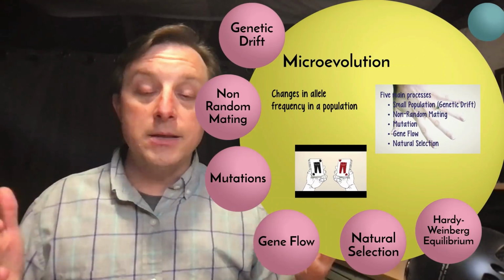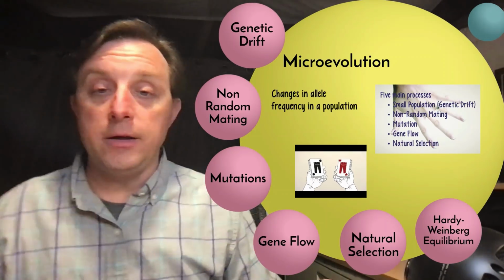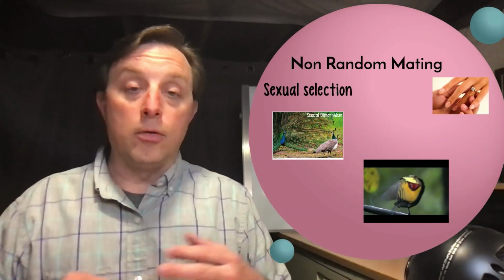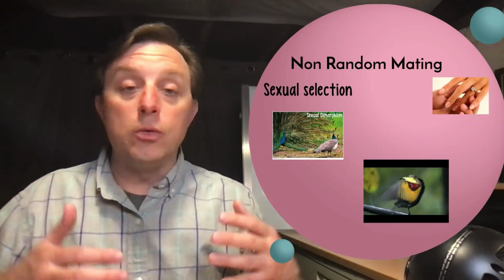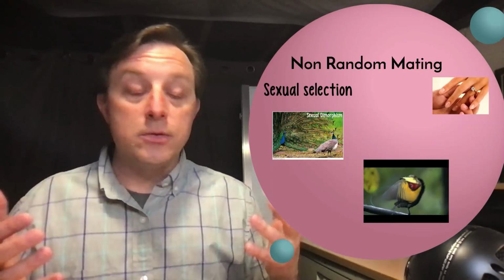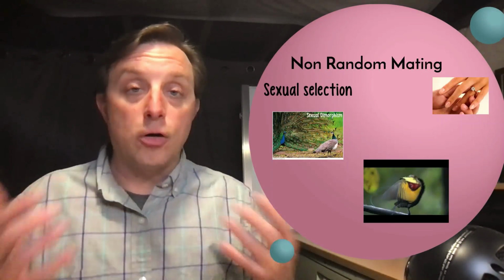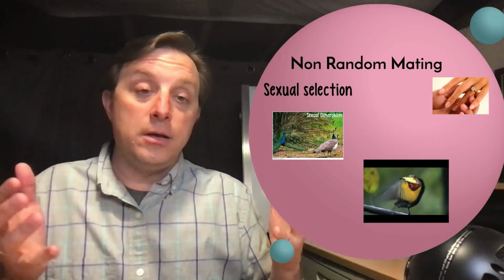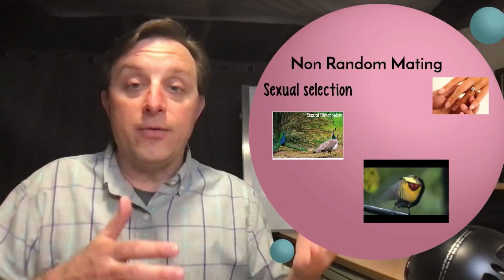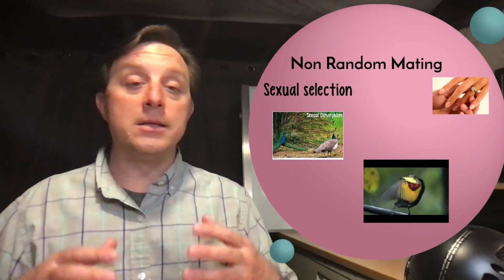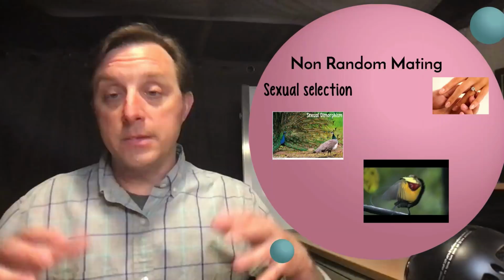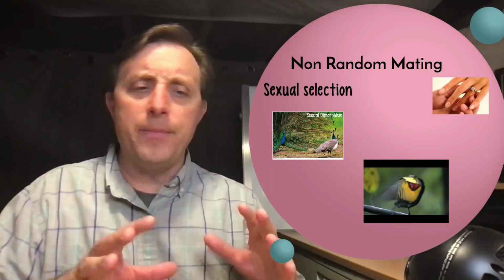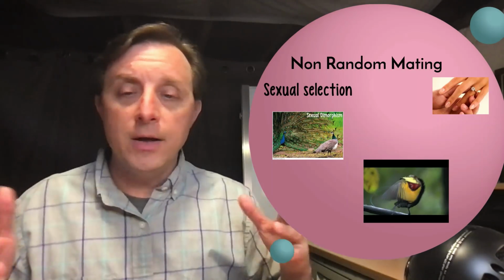The next factor that can cause allele frequencies to change, non-random mating, or what we refer to as sexual selection. This is when mate choice is determined by factors that may not actually affect survival, but is based on some other criteria. And we really see this a lot in birds. They're always the example that we give a lot.